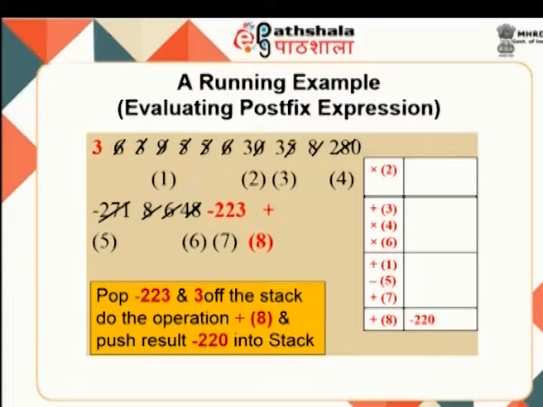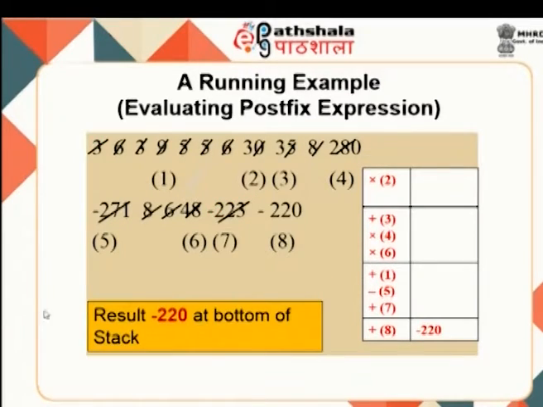So, I get this, and so pop -2 then 3 off the stack, do the operation and push the result onto the stack. Now, the result -220 is at the bottom of the stack, and that is my result. But remember, the stack should have only this result. If it has more than this result, there is something wrong in your equation.